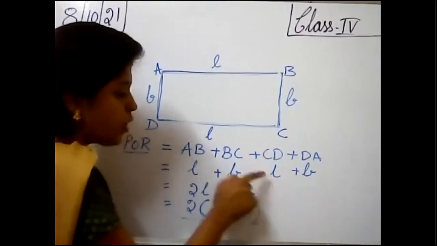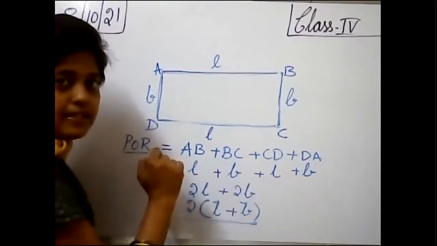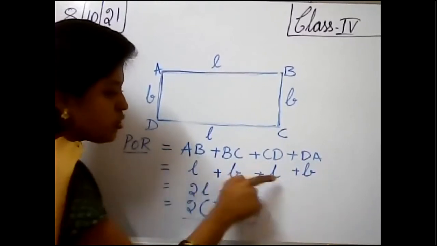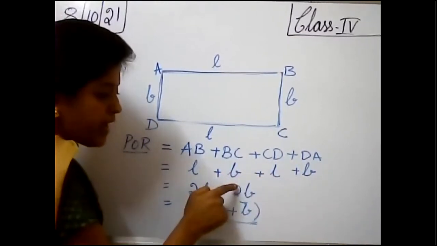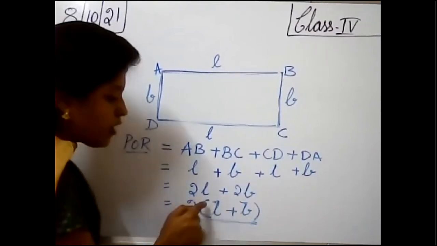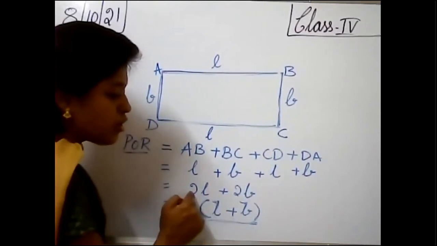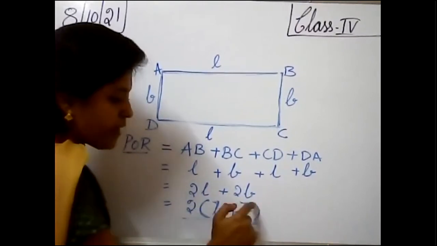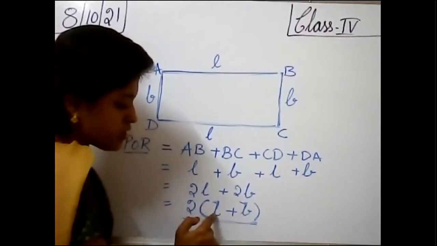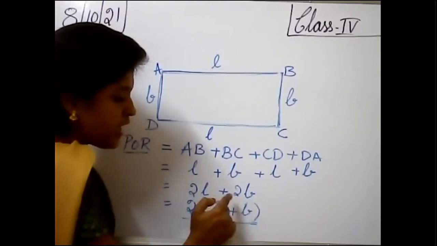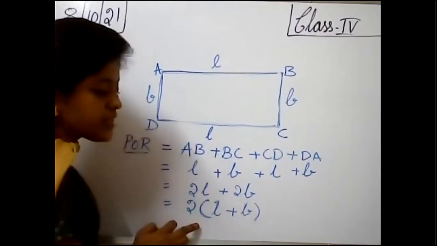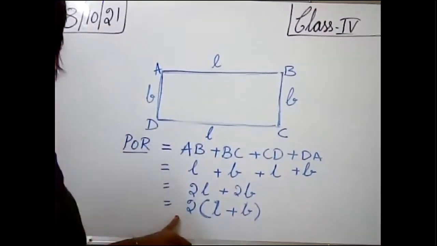So here you have 2 L's and 2 B's, so 2L plus 2B. What is the common here? 2 is the common in both. So take out the 2. Keep the bracket: 2 into L plus B. You can see this is where we used the distributive property.